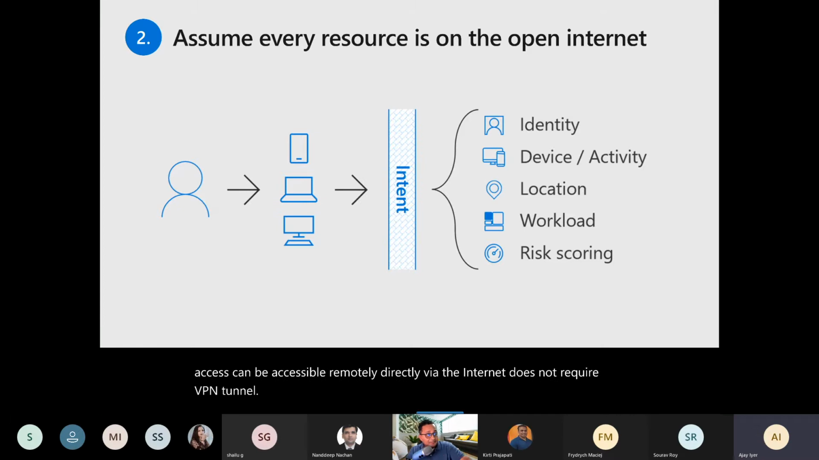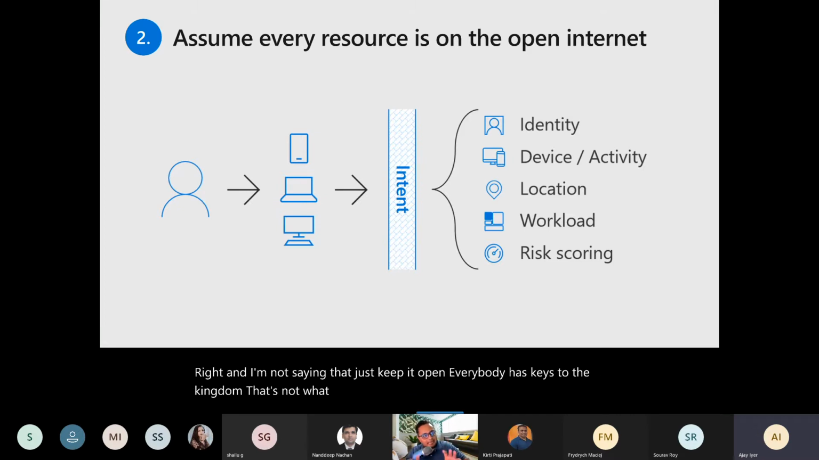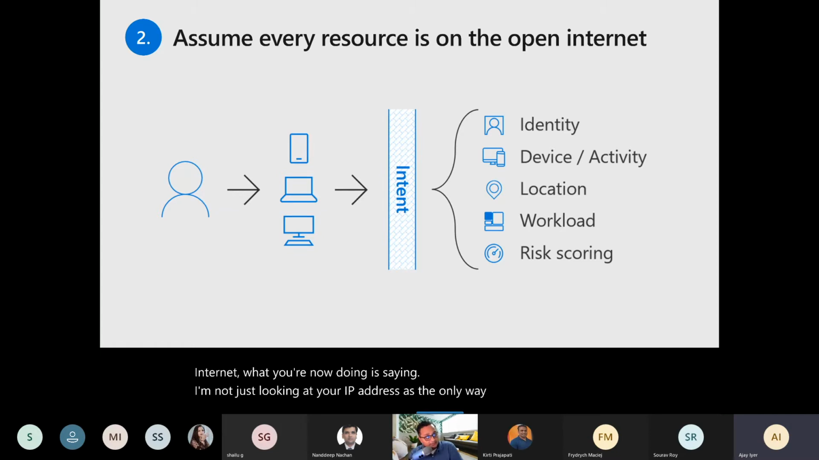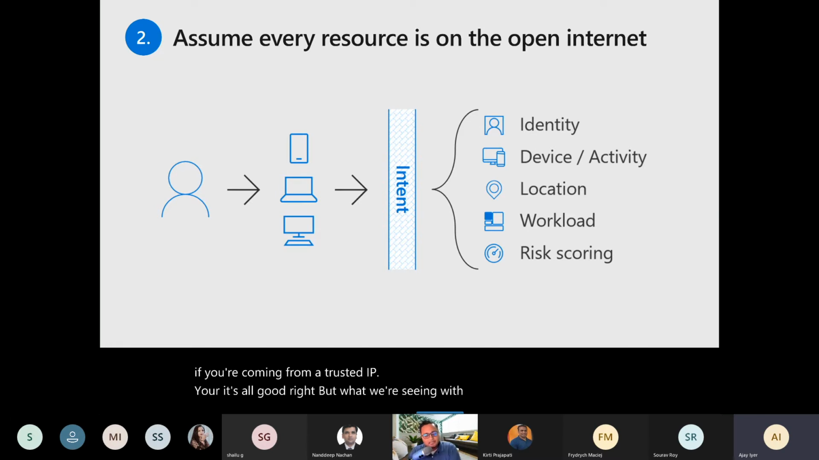And I'm not saying that just keep it open, oh, everybody has keys to the kingdom. That's not what I'm saying. But when you make it accessible via the internet, what you're now doing is saying, I'm not just looking at your IP address as the only way to approve or block access. Because in a VPN scenario, that's what you're doing. You're saying if you're coming from a trusted IP, it's all good, right?